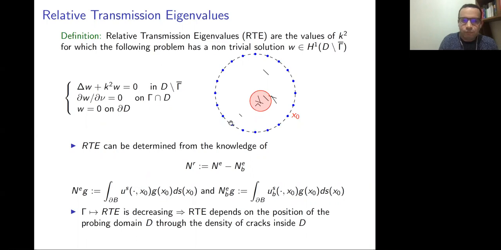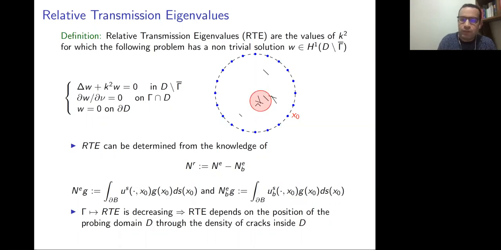And of course, given this structure, it is easy to see that there is some monotonicity with respect to the size of the crux inside D. If the size of the crux increases, then the eigenvalues for this problem decrease. So there is a dependence of the transmission eigenvalues on the density of crux. And this is what we exploit in what we propose as an indicator function.